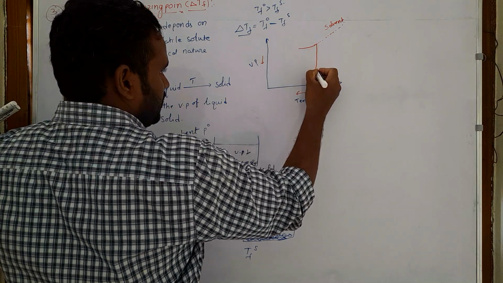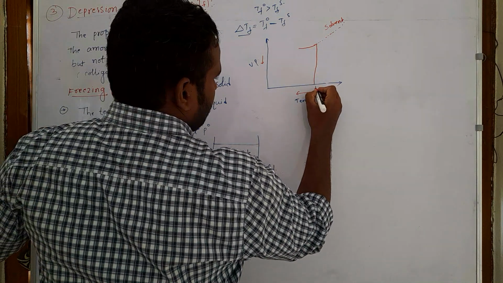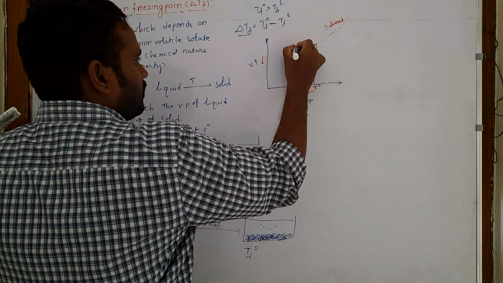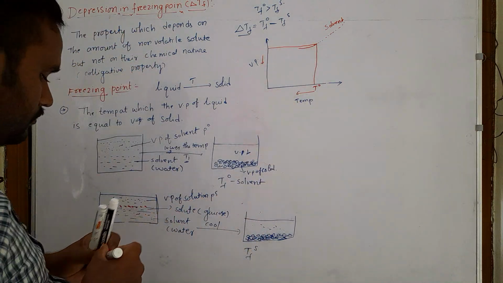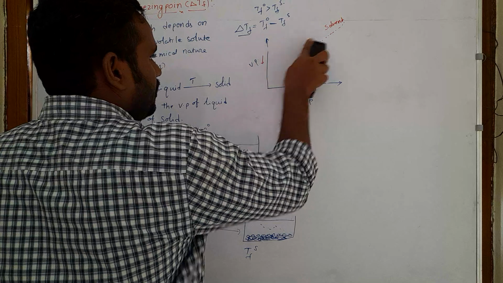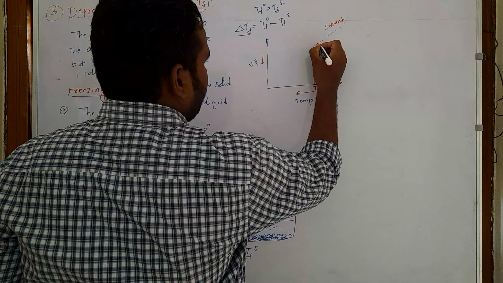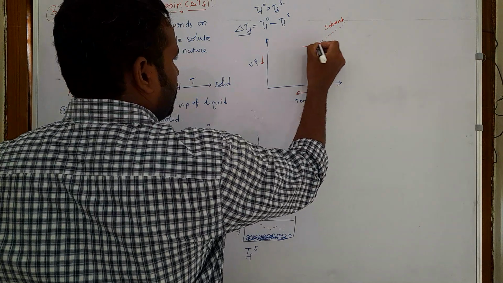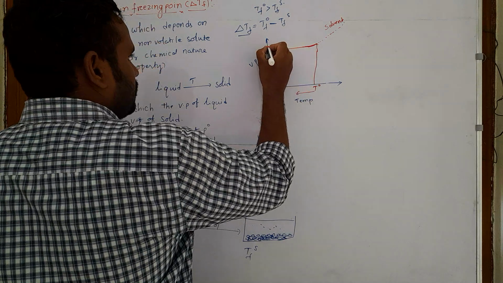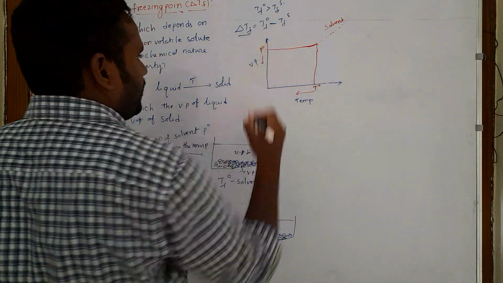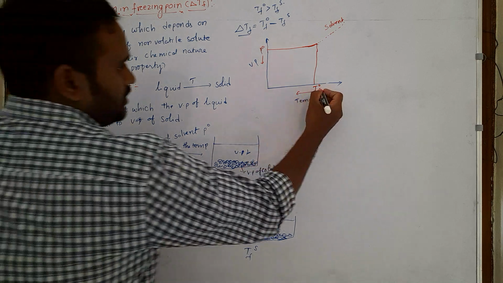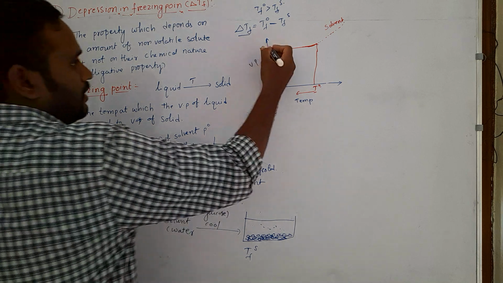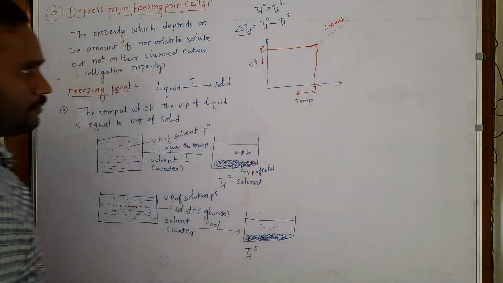So that temperature is called T naught, and that pressure is called P naught. Why? Because this is the freezing point of the solvent only, and it is the vapor pressure of the solvent at freezing point, P naught.